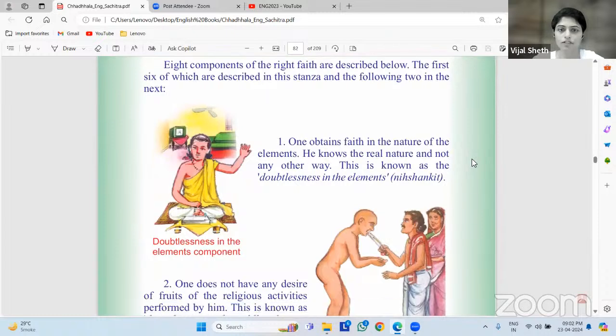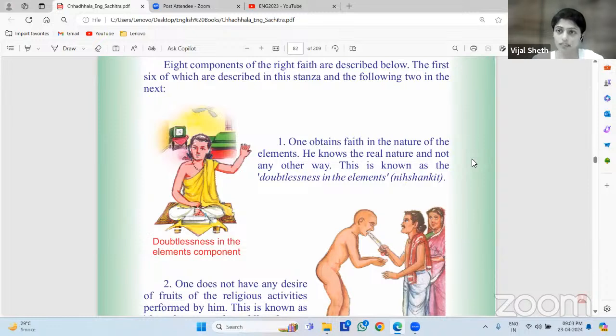Okay. So the first one, doubtlessness, having no doubt. Ni shankit ang. One obtains right faith, one obtains faith in the nature of elements. He knows the real nature and not any other way. This is known as doubtlessness in elements or Nishankit Ang. He has absolute clarity in the fundamentals, in the seven elements, and as a result of which he has obtained the right belief or Samyak Darshan. So he doesn't have doubt.